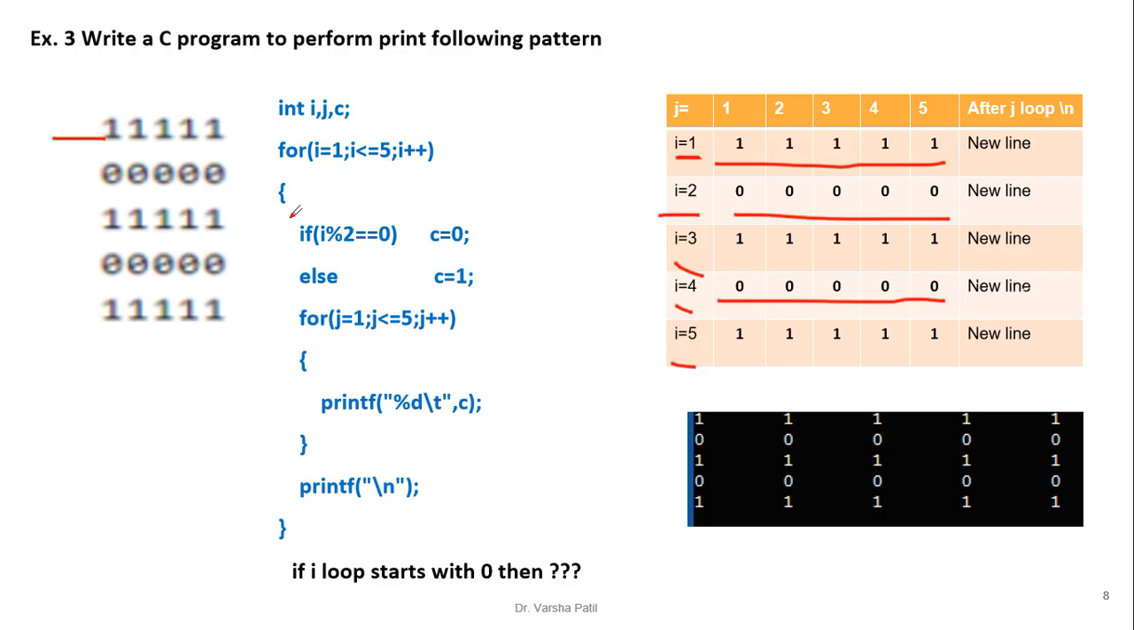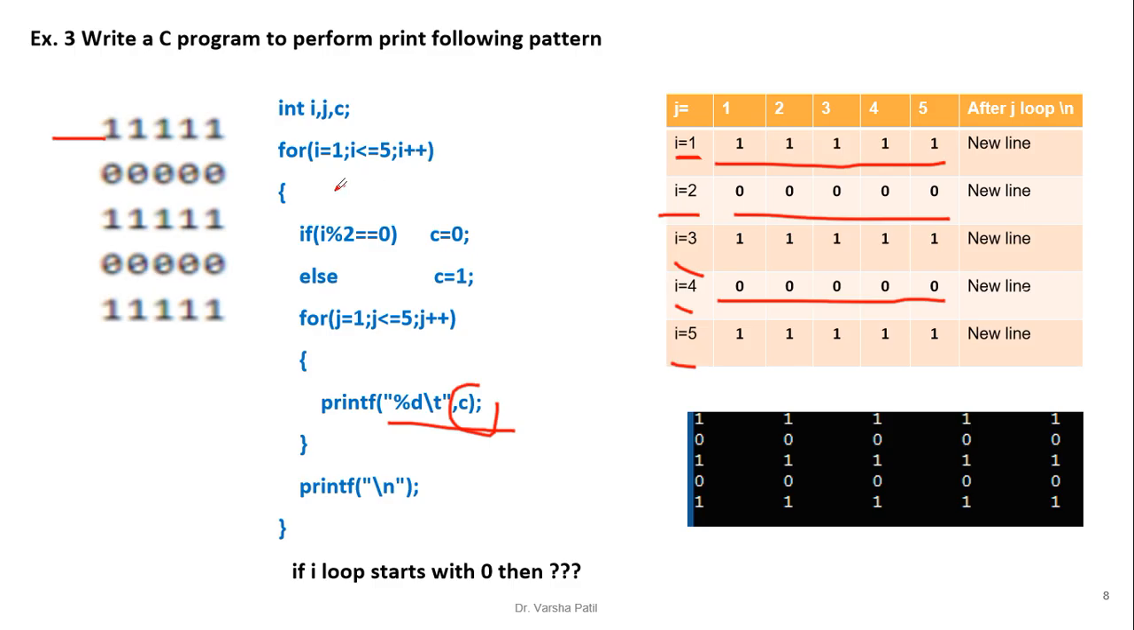So when we come here, at that time we will check whether i is odd or even. When i is odd we make c equal to 1. When i is even we make c equal to 0. And in the j loop, while printing we are just printing the value of c, which is set by the i loop.